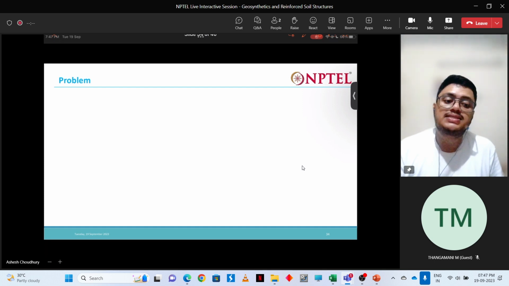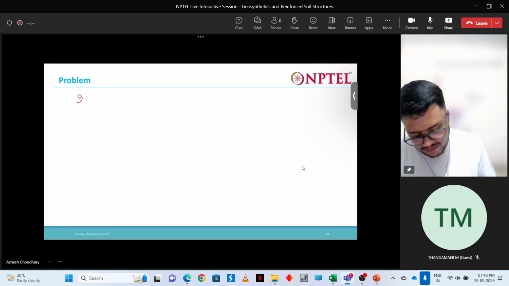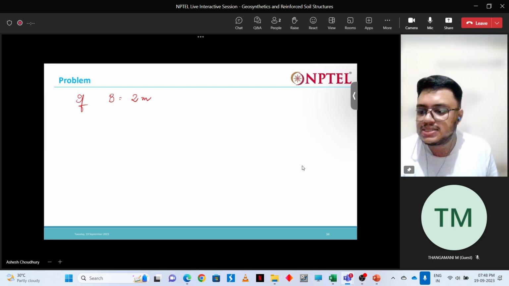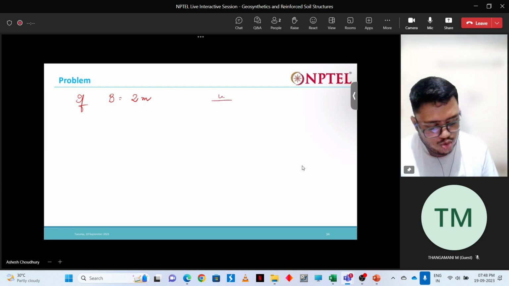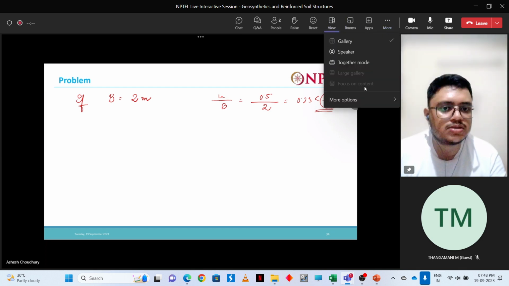Now we are thinking that we will provide a width of 2 meter. Now if this B is 2 meters, then how will the things change? Let us check the u by b ratio first. So what is u by b? u is 0.5, we decided. Other things are same. This is 0.25, less than 2/3, so failure will be in the second or third mode.